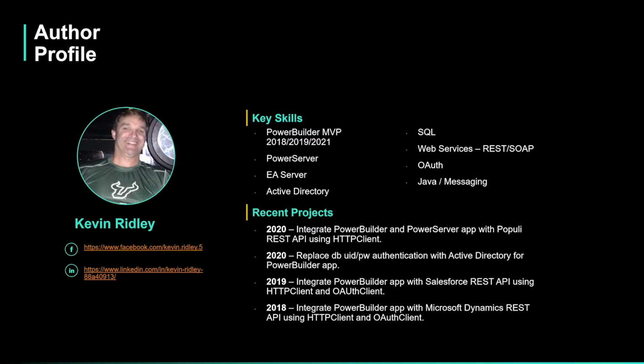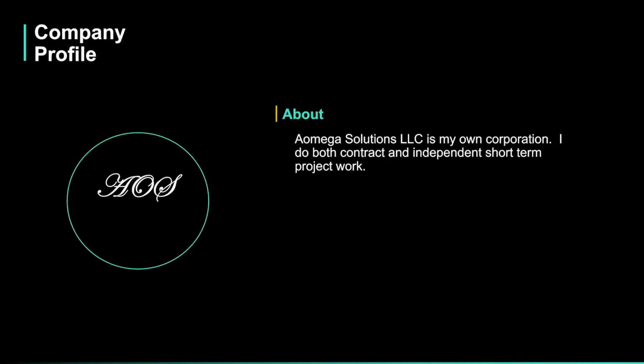In 2019, I did an integration with Salesforce. They have a REST API, and connected that with a PowerBuilder app using HTTP client and OAuth client. And in 2018, I did very similar with Microsoft Dynamics. They have a REST API as well, and I used HTTP client and OAuth client. About my company, the name is Omega Solutions, and it is my own company. I do long-term contracts and also some short-term independent project work as well.